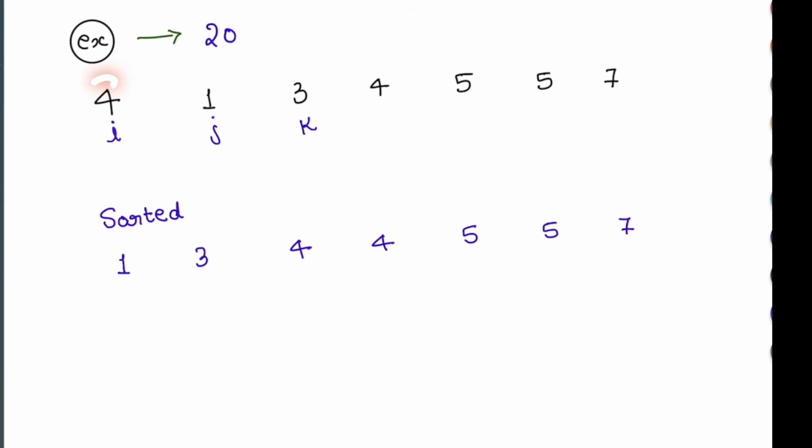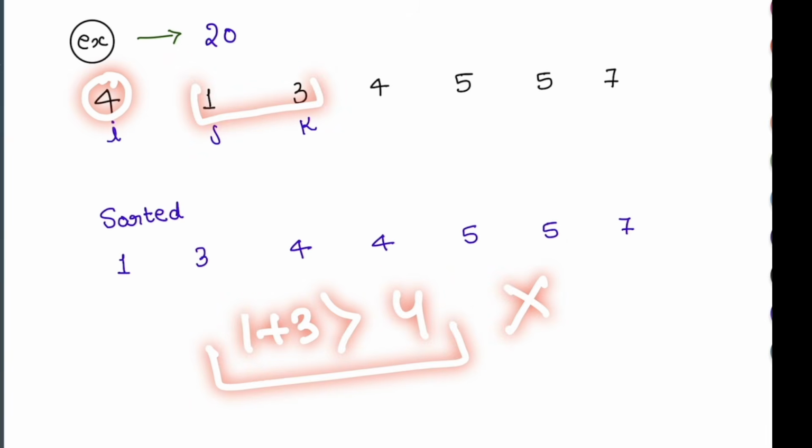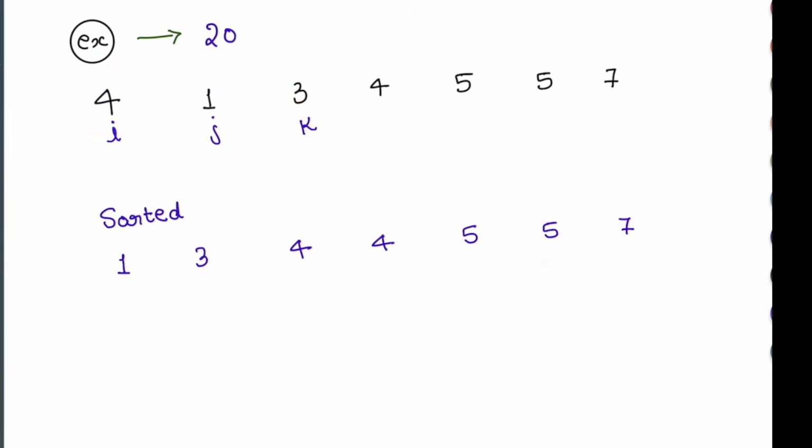The highest here is 4, right? If I keep the 4 on the right side and take the two numbers 1 and 3, 1 plus 3, is this more than 4? No, it is not more than 4. So this is not a valid triplet. We need to count all the valid triplets, right? So now what I can do is I can just move my k, the third pointer, to the right side to form more triplets. Now I got another triplet 4, 1 and 4. Again I take the highest side on the right one. So I can say the highest is 4.